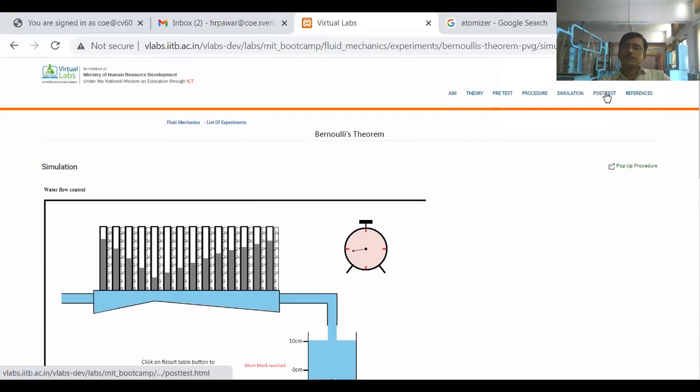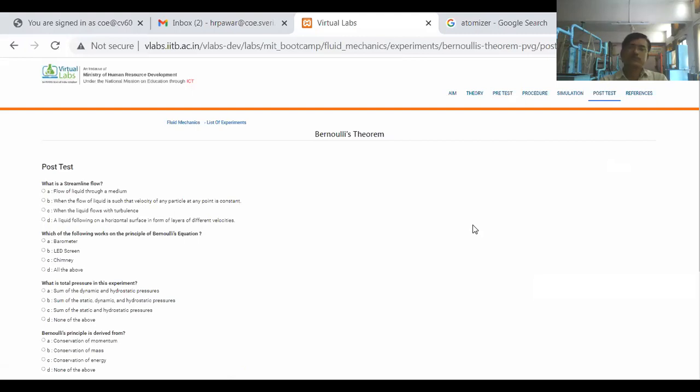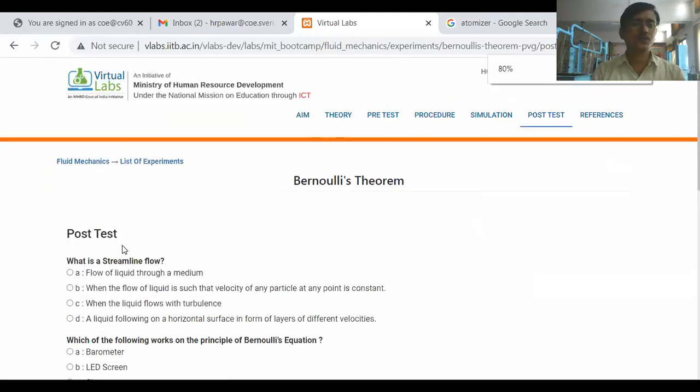Now, after this simulation, there is one post test. We will solve the questions from this, and then we will stop. What is a streamline flow? This is the question. Option A, flow of liquid through a medium. Then the next option is when the flow of liquid is such that velocity of any particle at any point is constant. Is it visible to all?